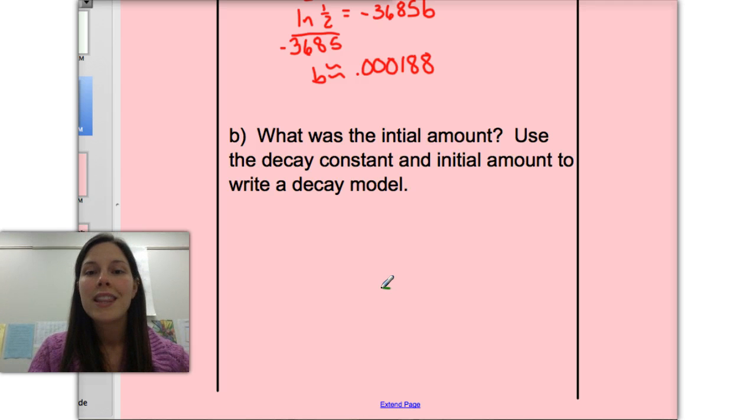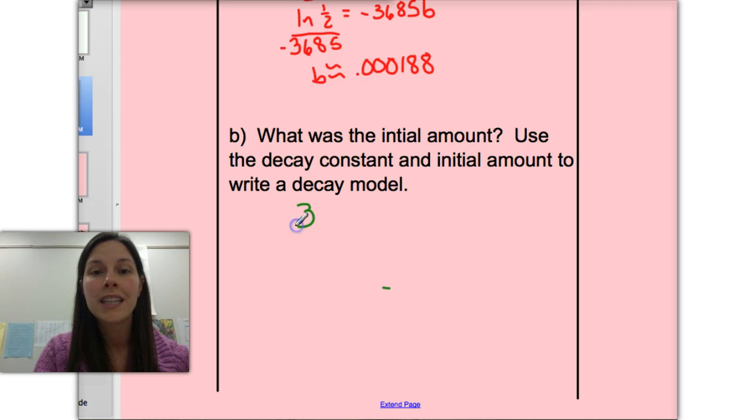We're given that information that there are 3 grams left after 10,000 years. So we're going to substitute that in. We don't know the initial amount, times e to the negative b. Now we know our decay constant, so we're going to substitute that in.